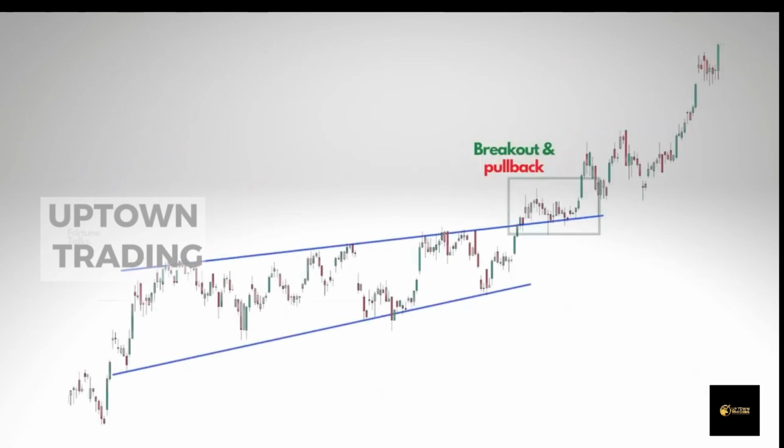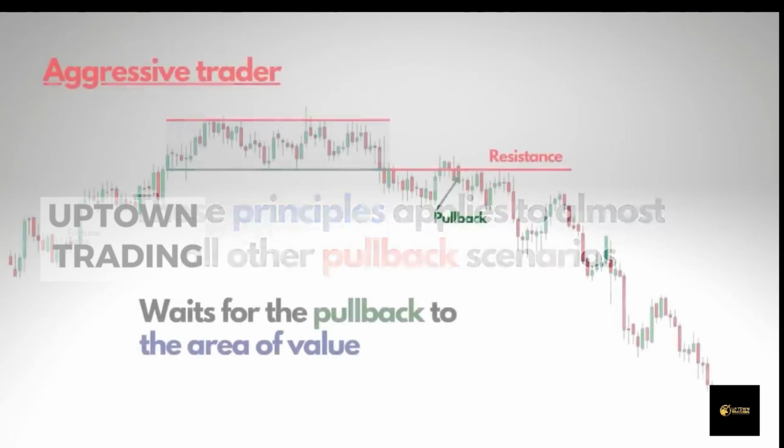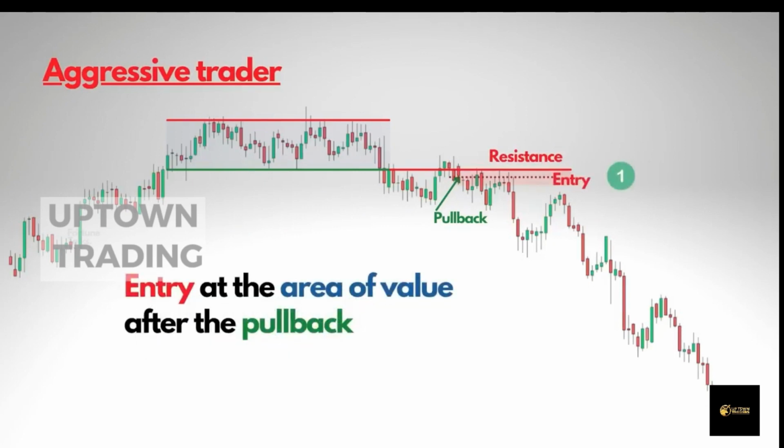Although there are many ways you can approach pullback trading, I will talk about two main concepts of pullback trading during a breakout. These principles can be applied to all other pullback scenarios that we will discuss along the way. Let us take the case of an aggressive trader. The aggressive trader waits for the price to come back to the pullback area, which may be a support or resistance level, a trend line, a moving average, etc. And he enters the trade right away when the price pulls back to the level.